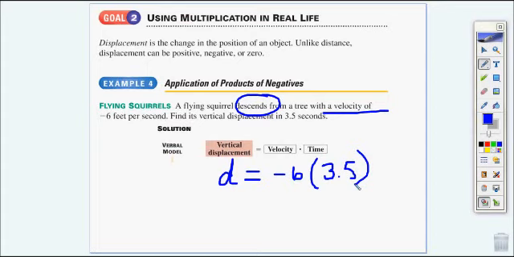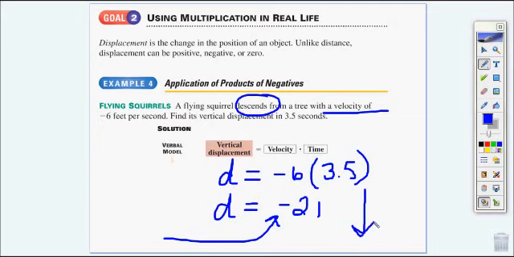So the vertical displacement is going to be negative 21. Positive times a negative, and so we're going to get negative. And negative 6 times 3.5, we get negative 21. So what that's telling us, again, if you remember, it traveled a vertical displacement of negative 21 feet, or you could say that the negative 21 feet means it went downwards 21 feet.